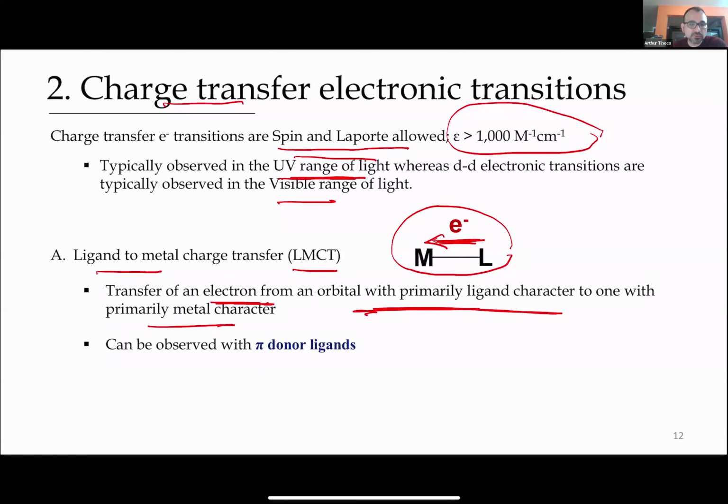So where do we observe this? Even though I have my notes here saying pi donor ligands, you can actually observe ligand to metal charge transfers for all types of metal complexes, because you have the sigma interactions that are present in all metal-ligand complexes. But where it can be particularly pronounced is in metal complexes with pi donor ligands. So I want to note that this is not specific just to complexes with pi donor ligands.